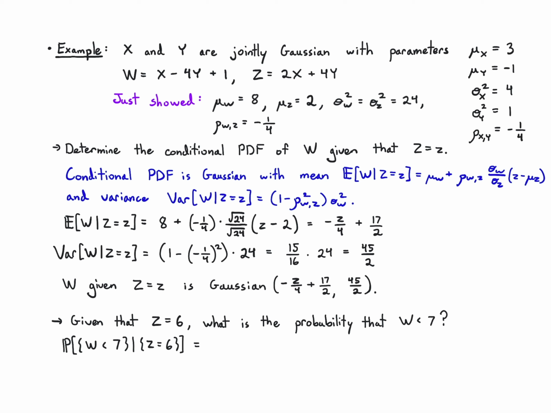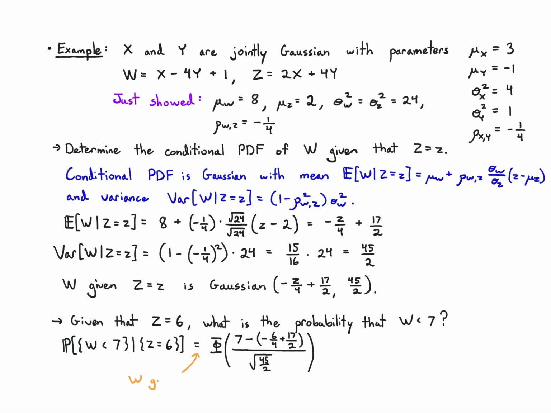This is because I'm dealing with a Gaussian, even though I have a conditional PDF. So I'm going to use the phi function for what I'm interested in, and I'm plugging in the conditional mean, minus Z over 4 plus 17 over 2, and Z here happens to be 6. And the way that I use this phi function, remember, is I'm just plugging in the thing I'm interested in, 7, minus the mean, in this case the conditional mean, divided by the standard deviation, in this case the conditional one, or rather its square root. So I have the square root of 45 over 2.